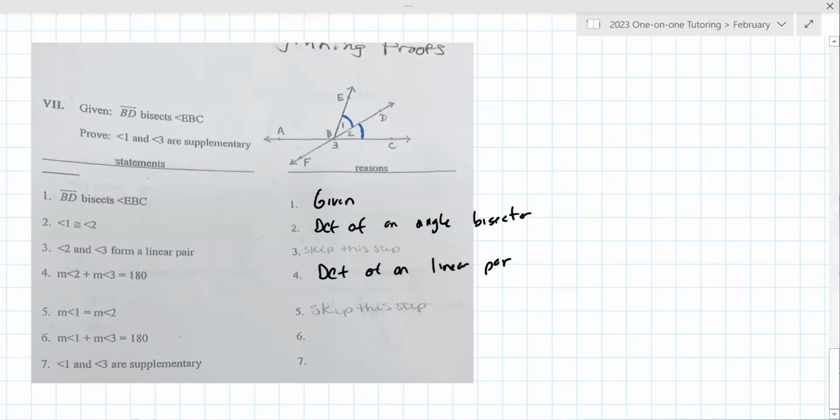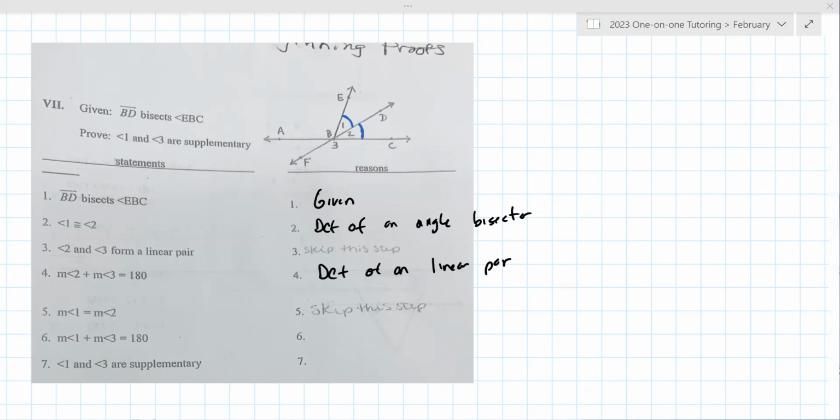See how it comes from the previous line there? And that's fairly common. So just keep that in mind. I mean, you're going to see that a lot when you're doing these proofs.